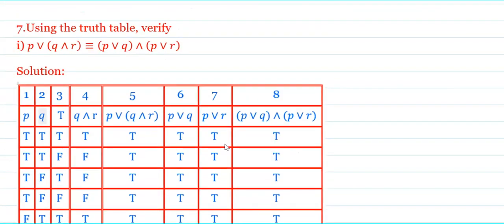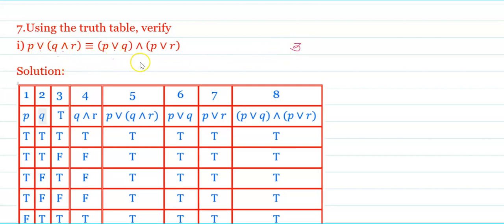Okay, now question number 7. Using the truth table, verify. This is S1 and S2. How many variables? That is P, Q, R. Therefore, it is 3, 1, 2.